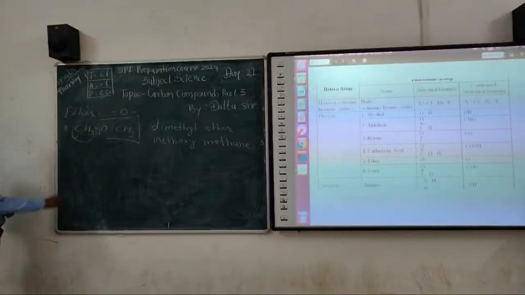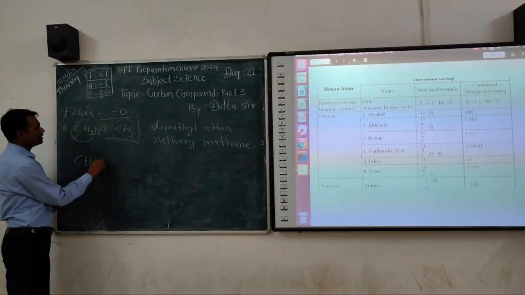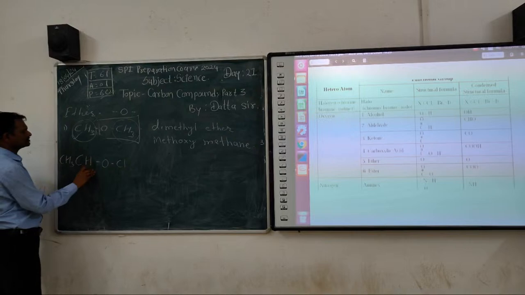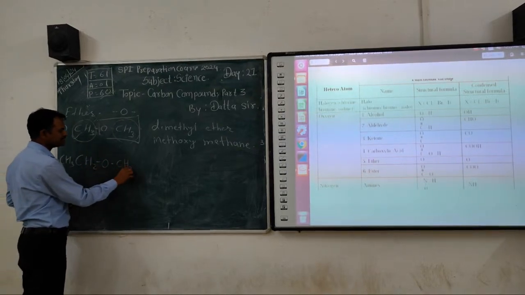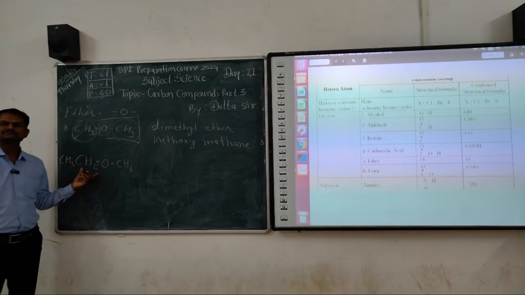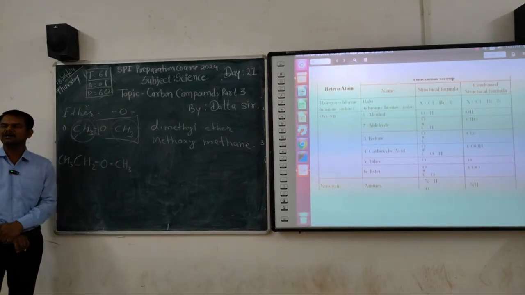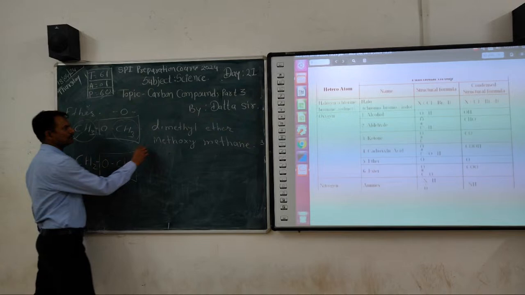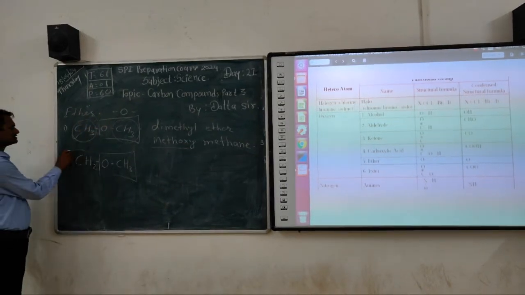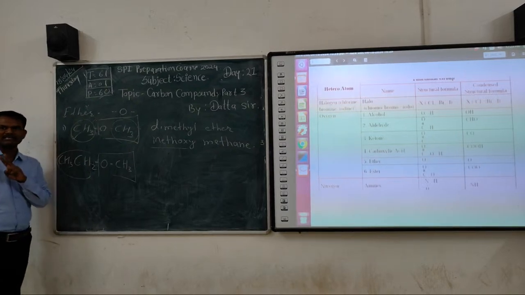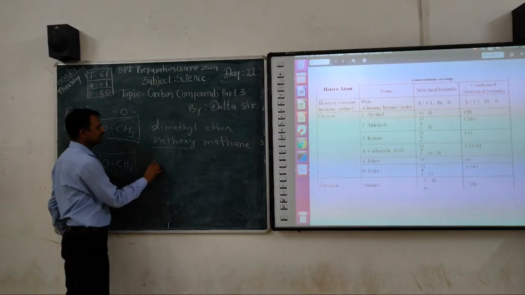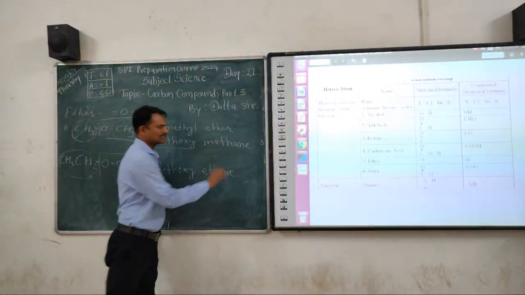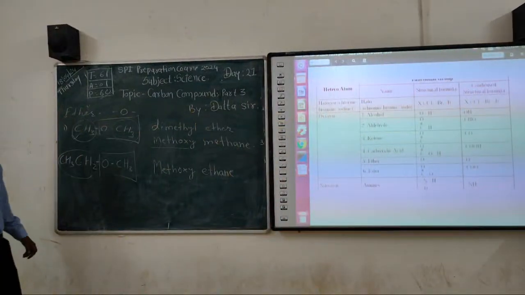Okay. Second one, CH3, single bond O, single bond CH2, single bond CH3. Can anybody tell the IUPAC name of this compound? What is this? Methoxy. Then what is this? Two carbon atoms, that means ethane. What is the name? Methoxy ethane. I got it.